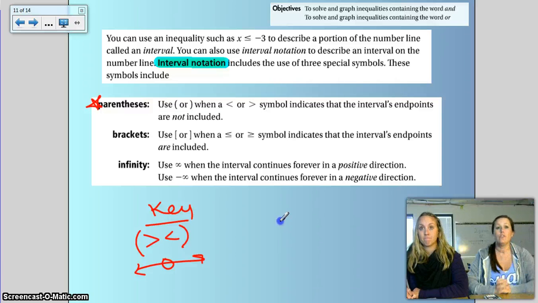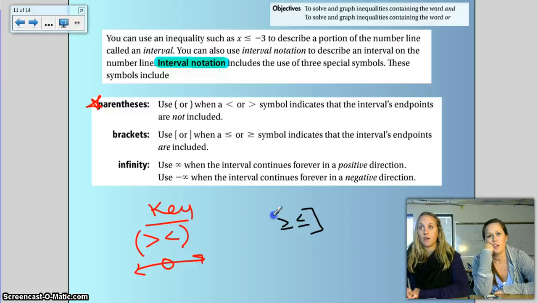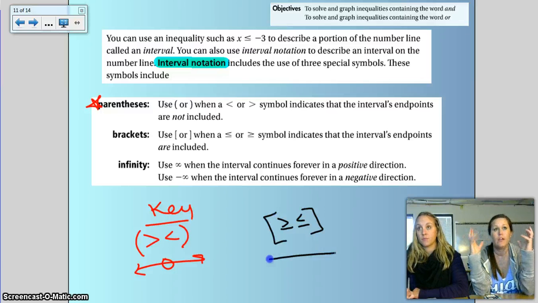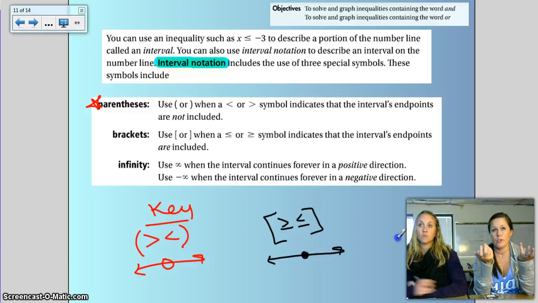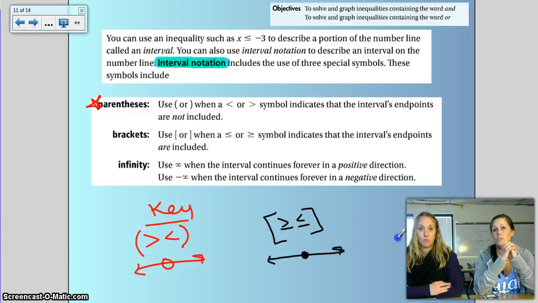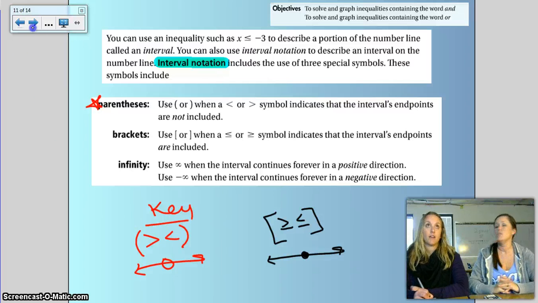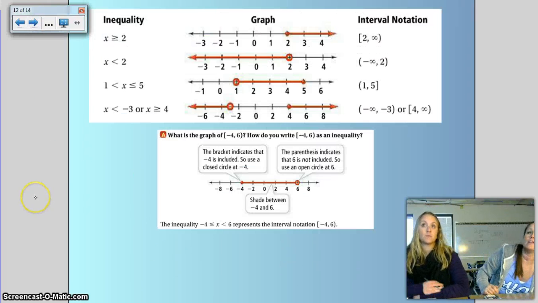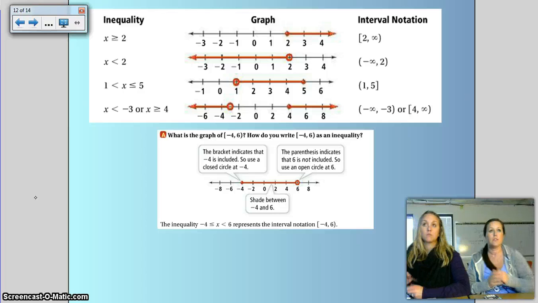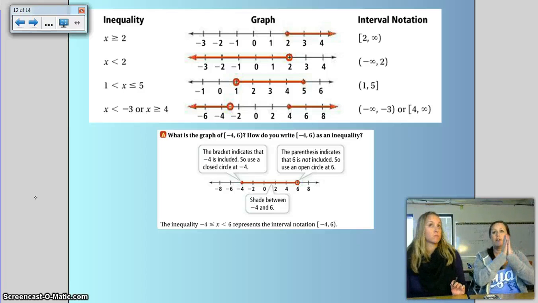Now, if it's greater than or equal to, you use brackets. And if it goes on forever, you use the infinity sign, because that means it goes on forever, or the negative infinity sign if it's on the negative side. So here's a graph of what that looks like. For examples, study this.